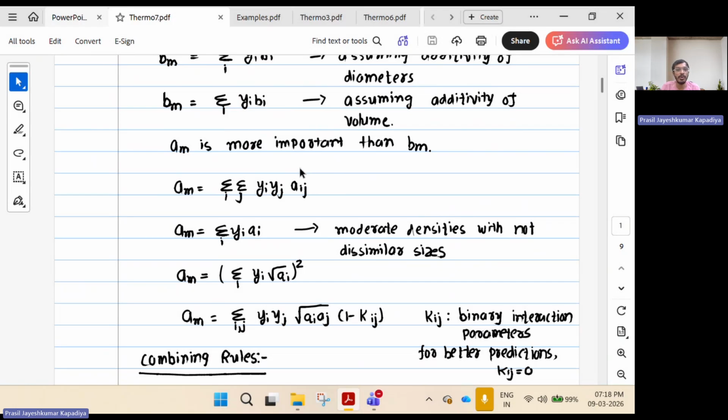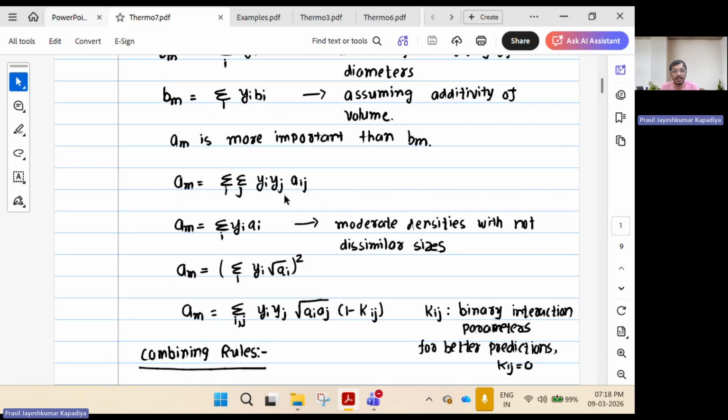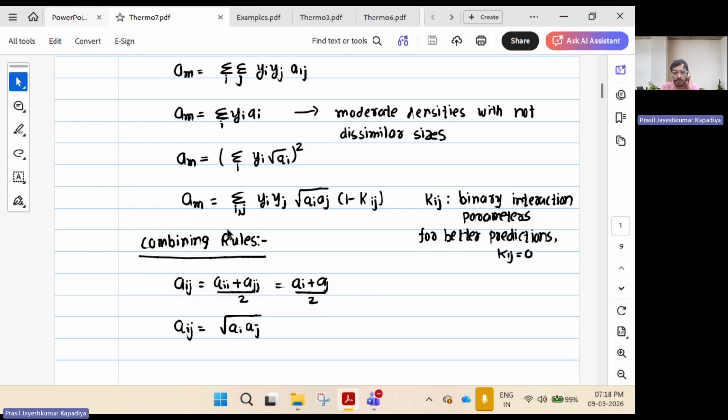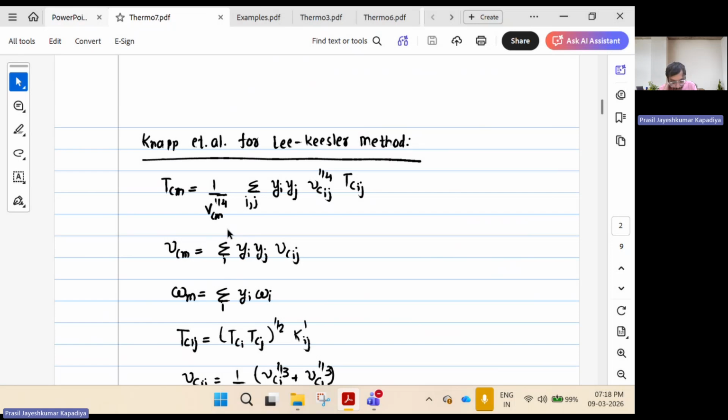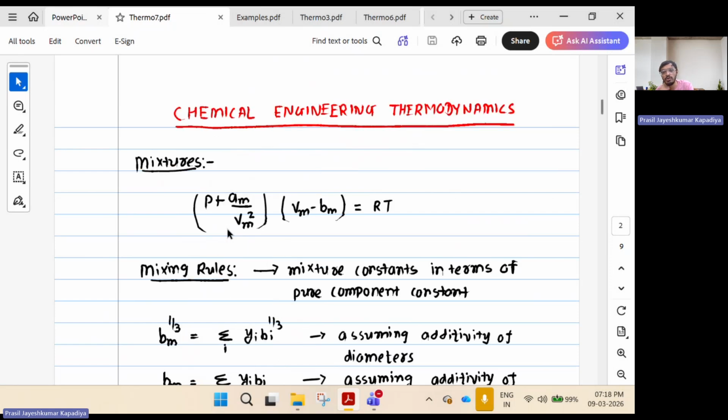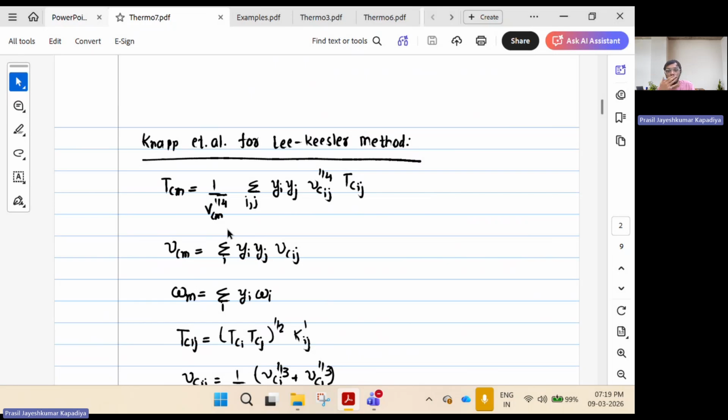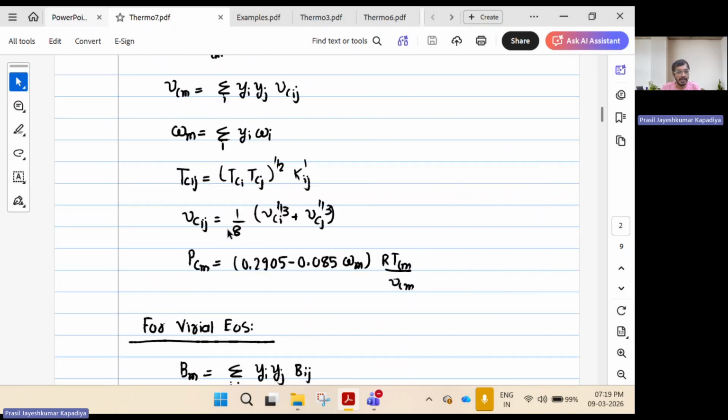So Aij is more important, and to find Aij in terms of the mixing parameter, we need to understand the combining rules. We can define it in terms of the arithmetic mean, or in terms of the geometric mean. In which condition which mixing rule or combining rule to apply is not easy to answer. When we have some experimental basis, we can compare the data with experiments, and then we can see which combining rule or mixing rule is giving more accurate predictions.